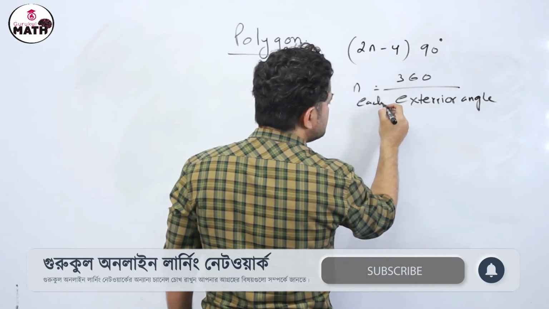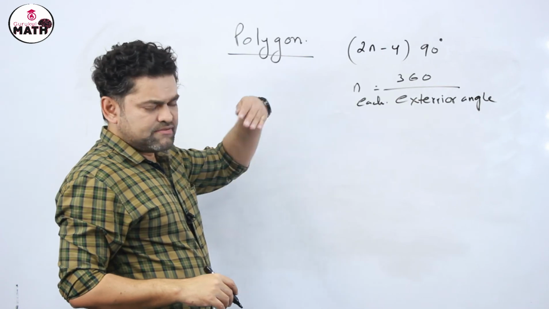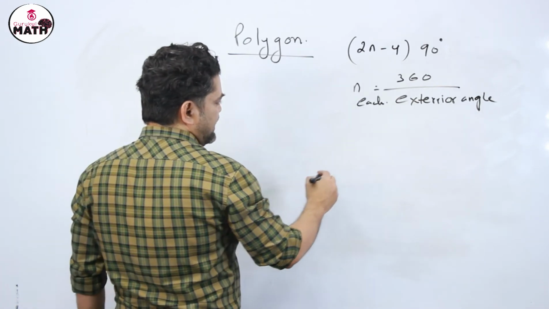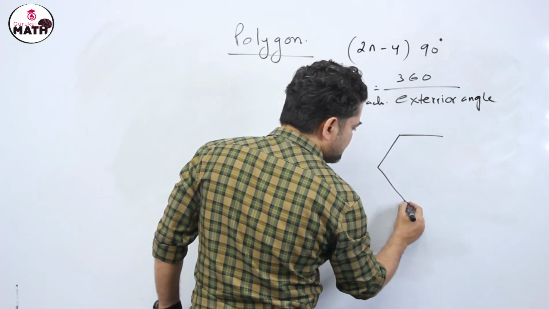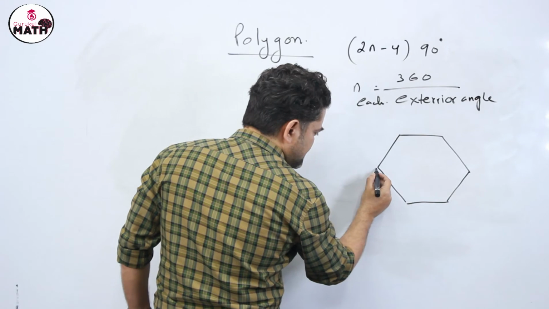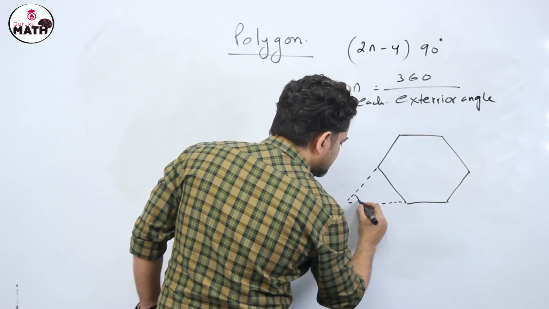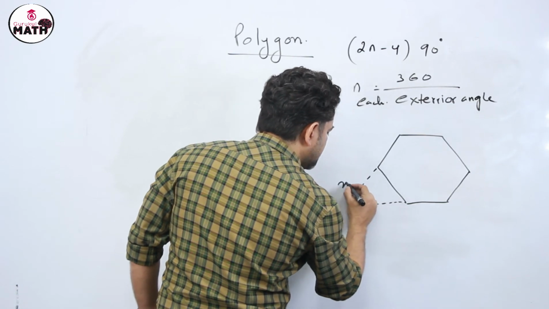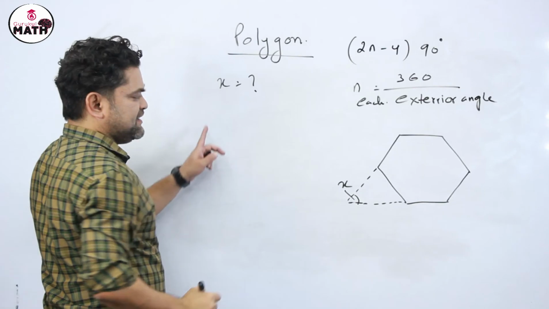Each exterior angle, as I have shown you in my second formula. And the third one, if I make a diagram like this and extend it, and this angle is x. They ask me to find x here.